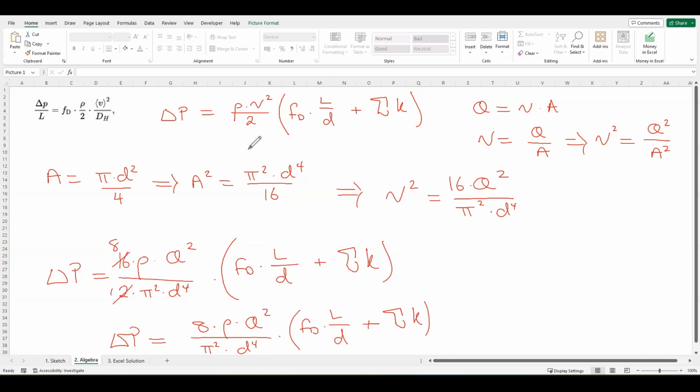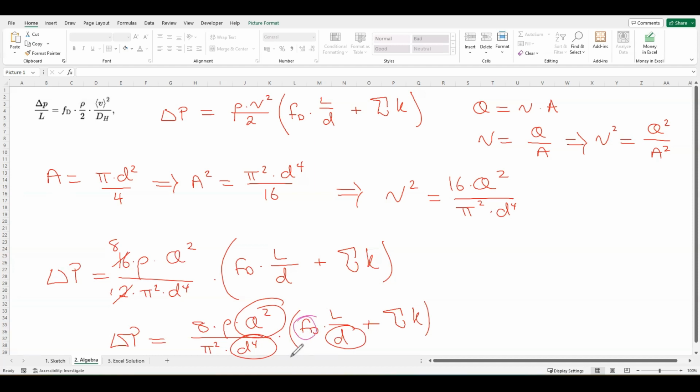Just amending the algebra of the Darcy-Weisbach equation to a more usable form. So you can see here we've actually got in terms of pipe inner diameter, which is much easier to use, and we've got it in terms of volumetric flow rate, which again is generally the units we work in. We don't tend to work in units of velocity in pipes. So that's all good. Now, another thing that we need to look at is essentially how we get this friction factor.